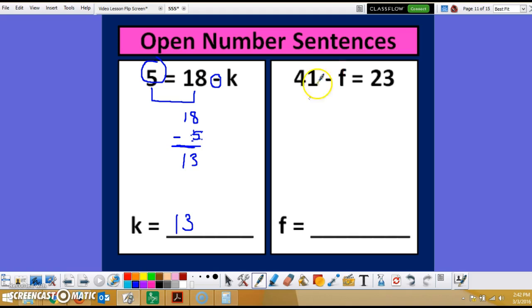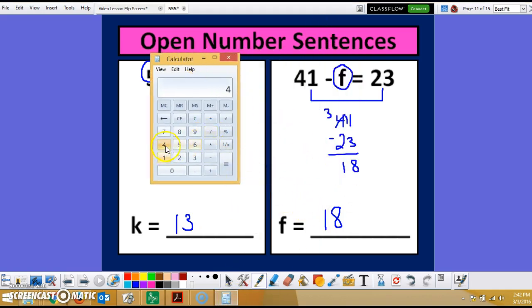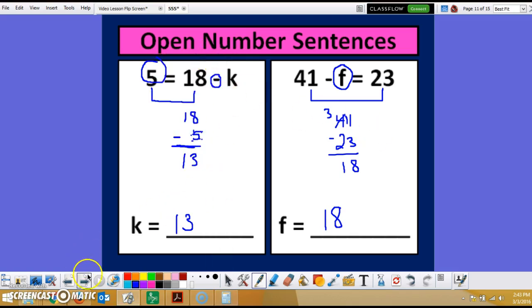The same thing can be said for this example, 41 minus f. Once again, the variable is the second portion of my subtraction equation. So instead of doing the inverse operation with 41 and 23, I'm just going to take 41 and I will subtract 23. I'm going to have to borrow here to figure out my response. 18 should work. You can try it out. Pull up your calculator, plug in 18 for your variable. 41 minus 18 should get me 23. If it does, you've done it correctly. If not, then just go back and do the opposite.